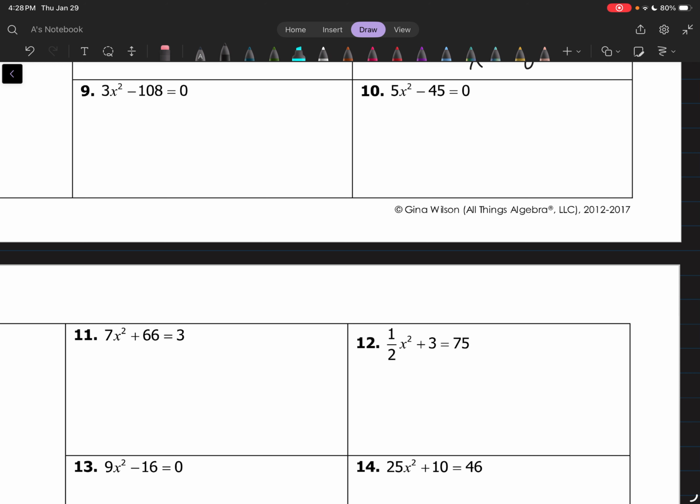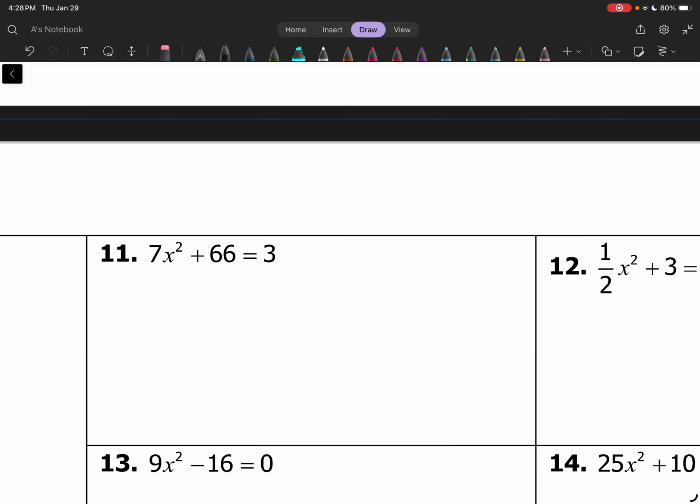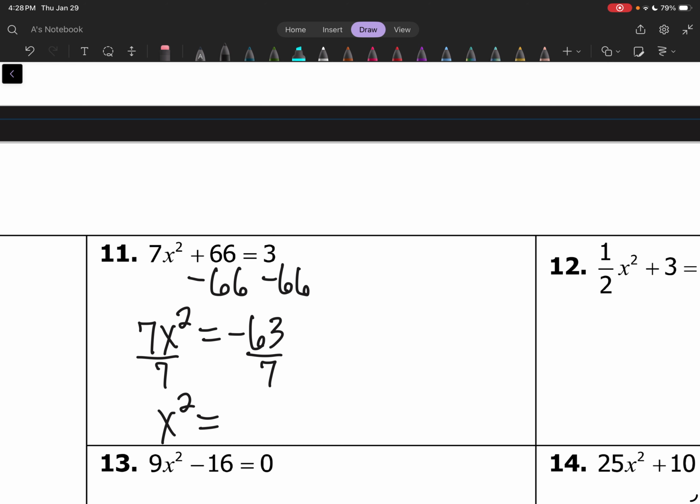Let's do number 11. Number 11, I'm going to subtract 66 from both sides. 7x squared is equal to negative 63. Divide by 7 on both sides. X squared is equal to negative 9.